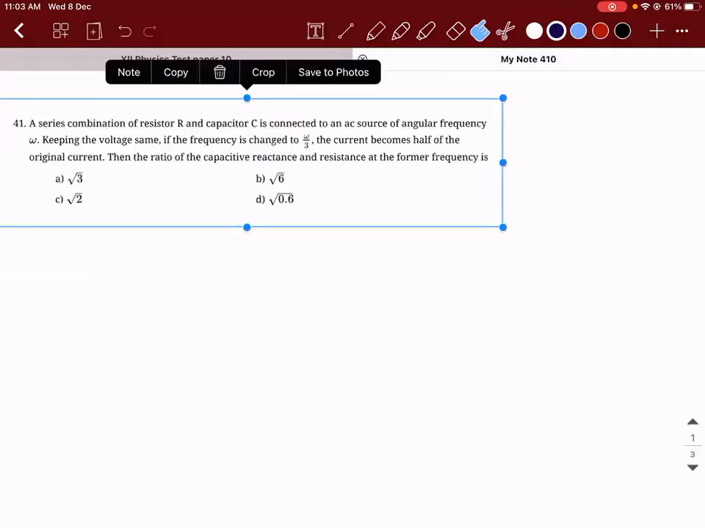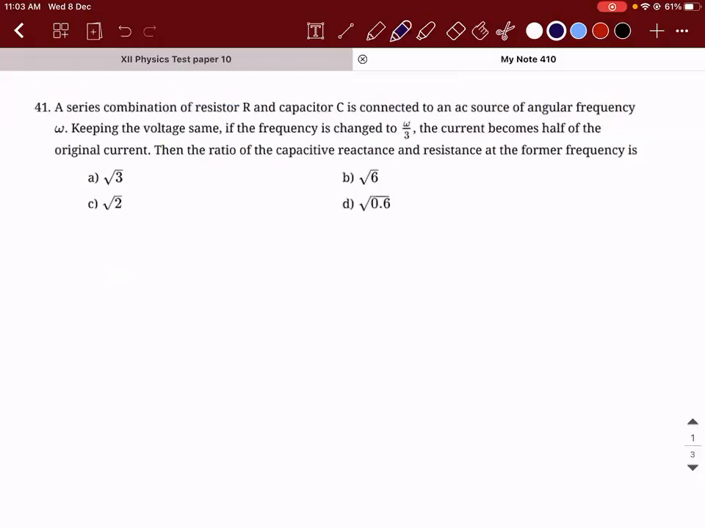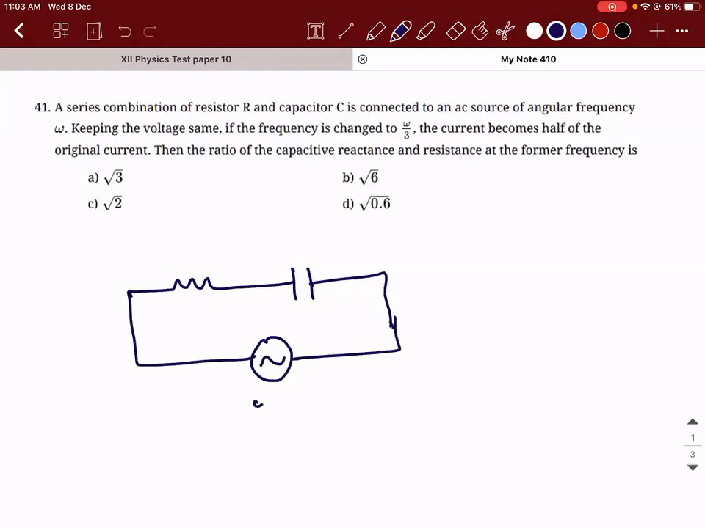Okay. So listen to this carefully. So there is a series combination of resistor and capacitor, which is connected to an AC source of angular frequency omega. So R and C.